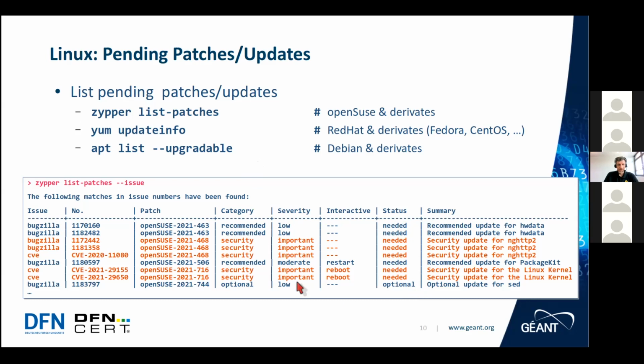Here's an example of this, and as you can see, it lists all patches and updates that are available, and you might have to somehow tune in on the security updates. At least Yum and Zypper allow you to include a flag that shows you the issue or CVE number. So we can see here that this has Bugzilla IDs or CVE IDs attached, although it's mostly the same patch that is coming around for nghttp.